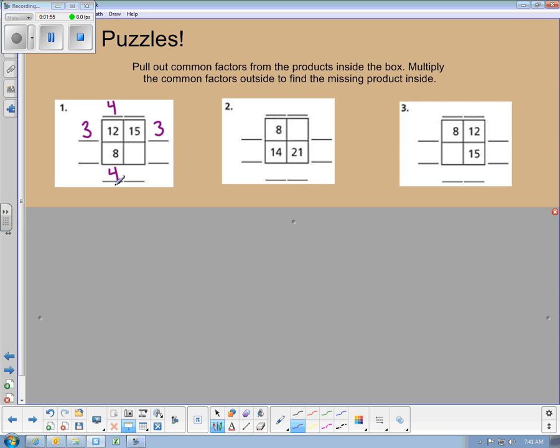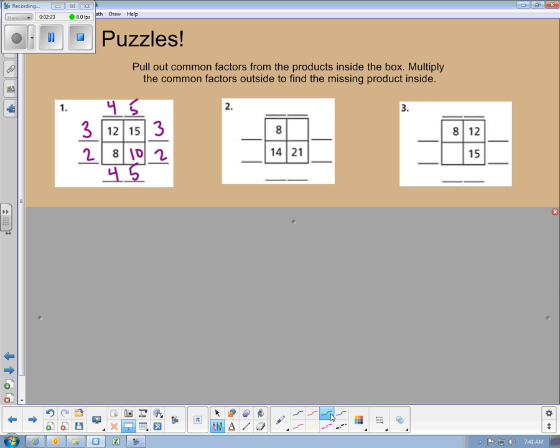And then what I want to ask myself to get these other numbers is what times 4 gives me 8, because 8 is the product and 4 is one of the factors. What's the other factor that I need? Well, 4 times 2 gives me 8. That means there needs to be a 2 over here. And what number times 3 gives me 15? Well, that would be 5, which means there needs to be a 5 down here. So then the missing product in the middle, 5 times 2, is 10.